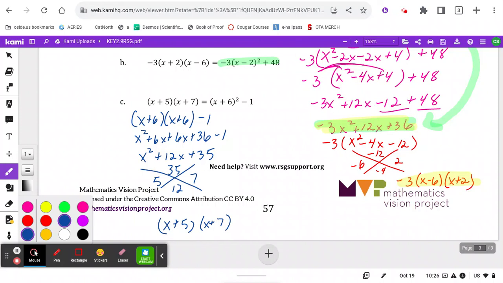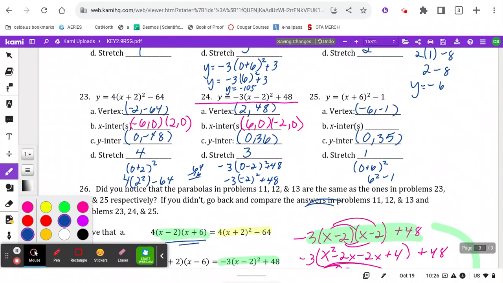That means, why did I get that down to factored form again? That these are my x-intercepts, the opposite of these factors. So negative 5, 0 and negative 7, 0 are my x-intercepts.